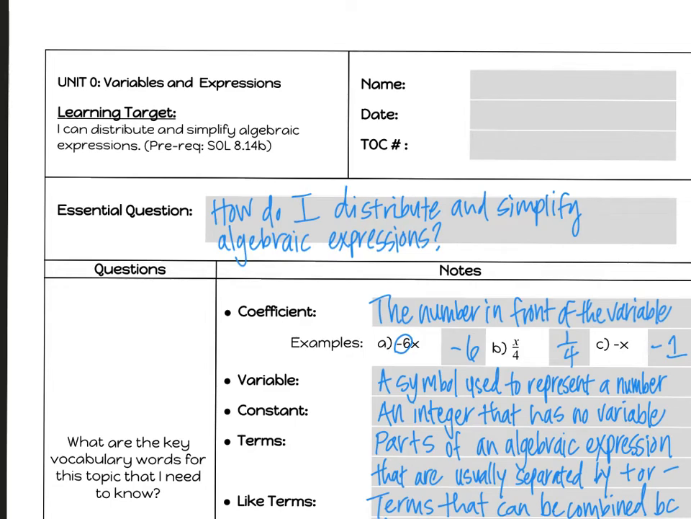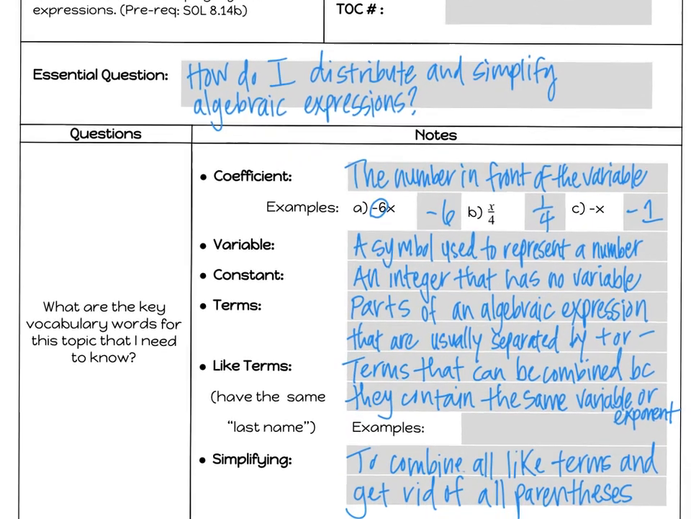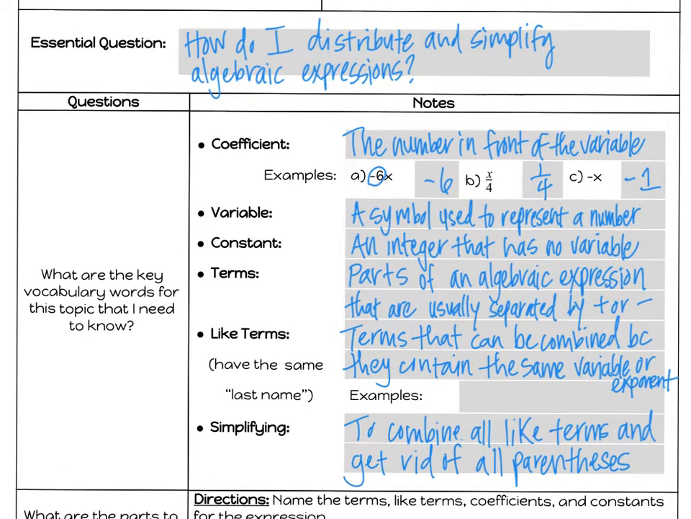You also need to know the term variable, which is a symbol used to represent a number. A constant in an algebraic expression is an integer that has no variable. Terms are the parts of an algebraic expression that are usually separated by an addition or subtraction symbol.